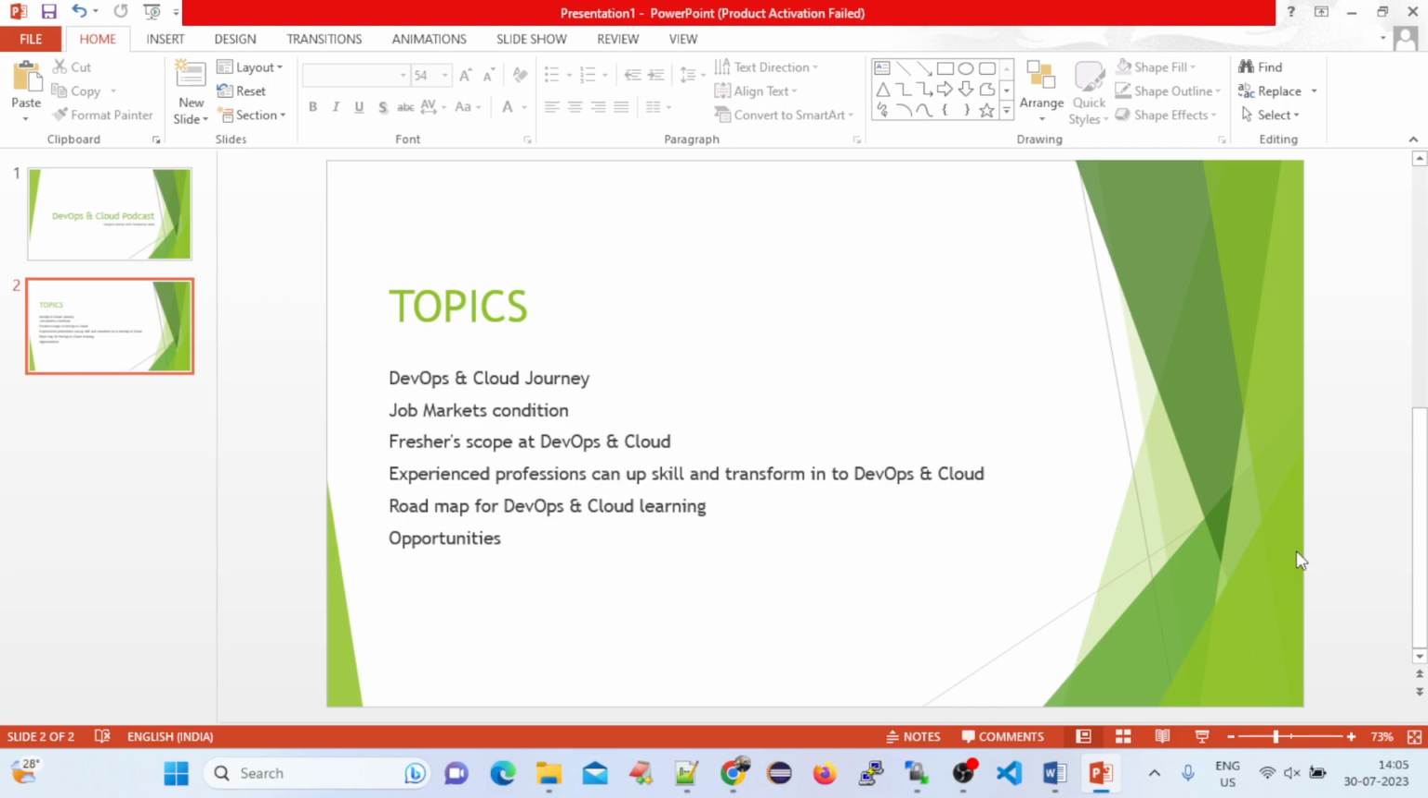First we will talk about the cloud and DevOps roadmap. Post that, we will discuss one by one what the technologies are which we are using as part of this cloud and DevOps space. It would be easy for the freshers as well as for experienced professionals who are planning to switch from their current domain into the DevOps space.